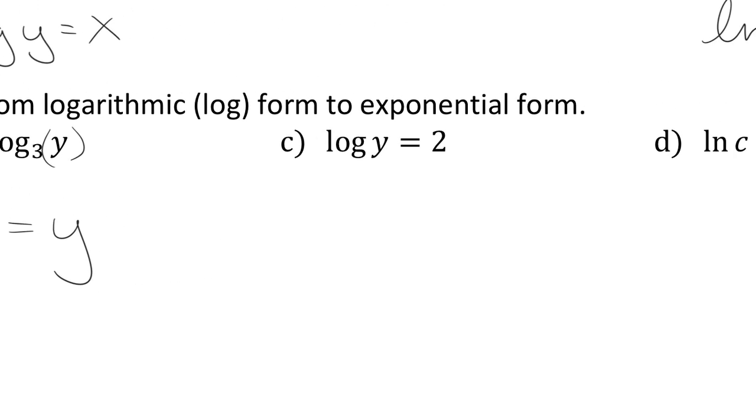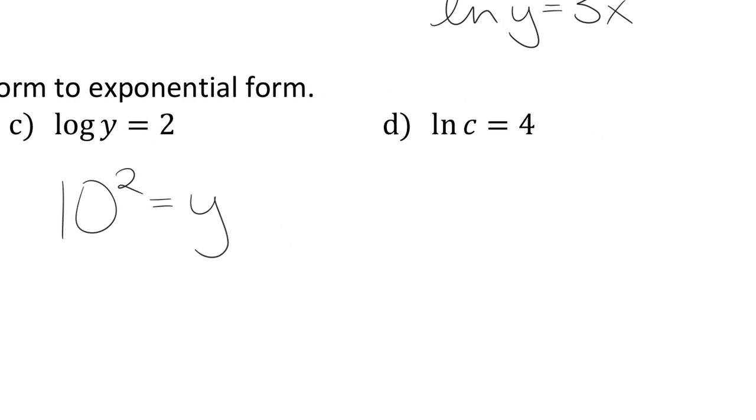What about C? What's the base? 10. Nice, you didn't fall for my trick. What was the output? 2, and now it should be equal to y, the old input. Nice. Let's see if you fall for my trick this time. What's the base? E. A natural logarithm has base E.